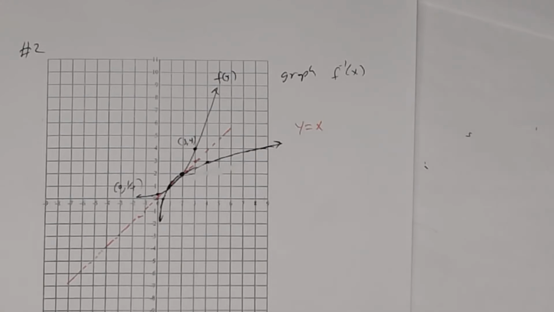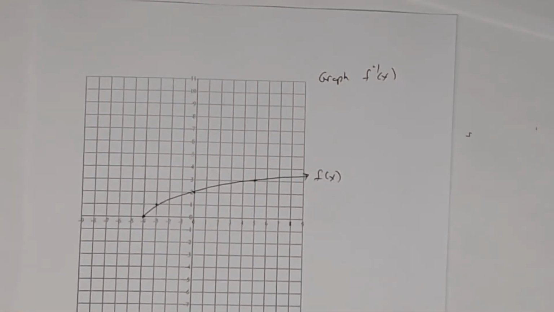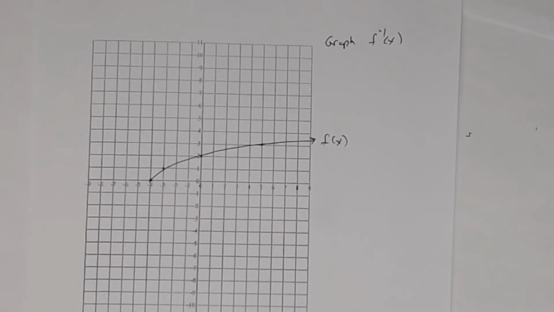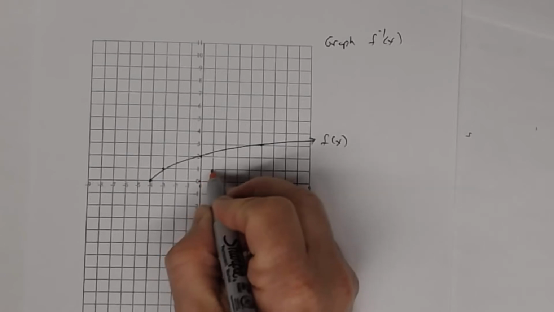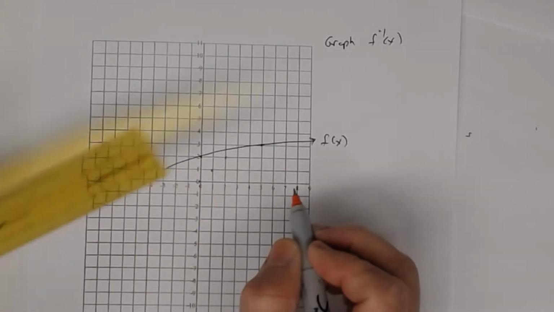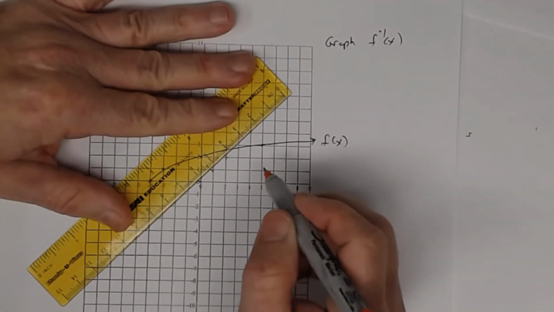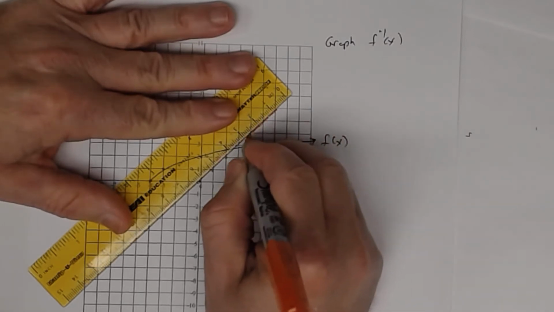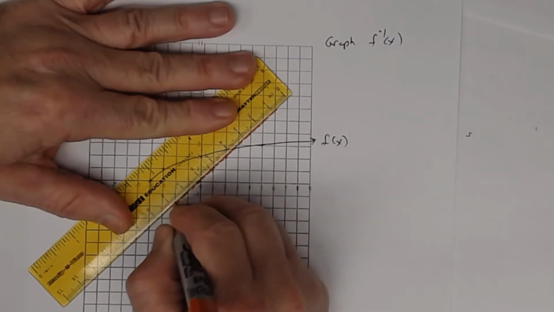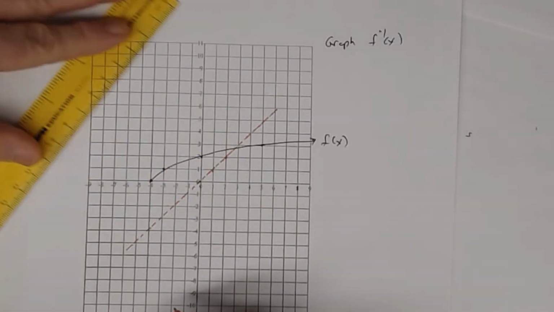All right, let's look at number 3. So number 3, I have another curve. So let's graph the line y equals x. So y equals x is 0, 0, 1, 1, 2, 2, and so on, right? So let's go ahead and graph the line y equals x. We're going to use that to help me draw my inverse. So I'm making it dotted. So there's the line y equals x.